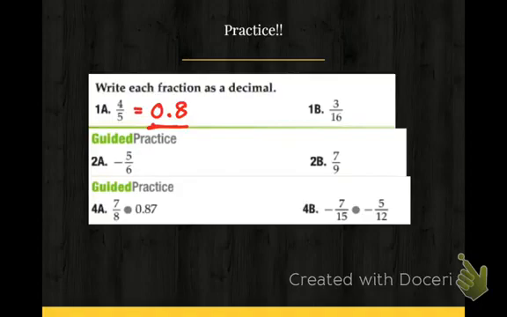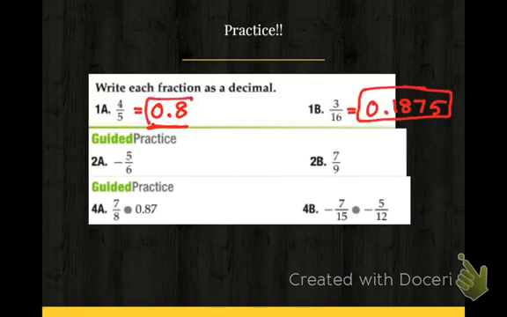1B, if I take 3 and I divide by 16, I get 0.1875. Again, that's a terminating decimal because it does stop on its own. Nothing repeats. 0.1875. All right, next row down.